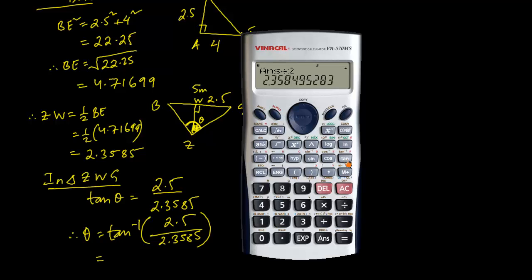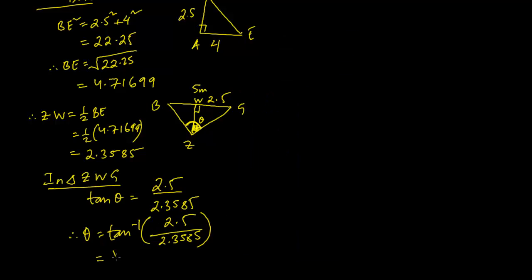So tan inverse of 2.5 divided by, this is also stored in the answer, so divided by answer, equals 46.67. Since we are at the end of the sum, we don't have to worry about round off error.